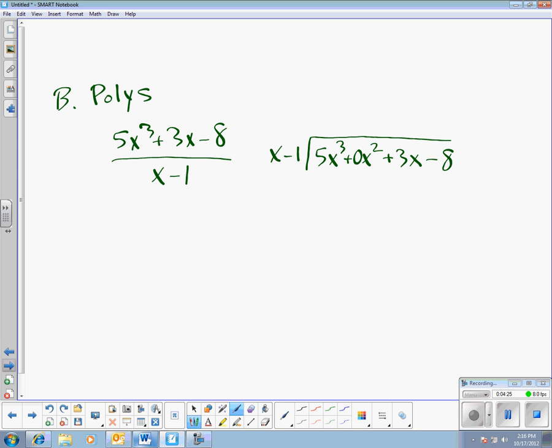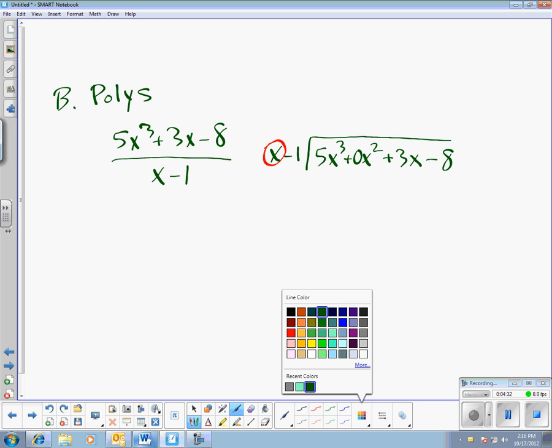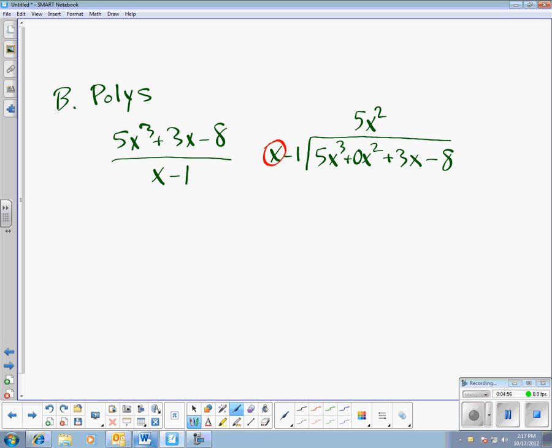Now, just using the x out here, what do you need to multiply x by to get 5x cubed? I could say how many times does x go into 5x cubed, but we're rephrasing that question because it's a lot easier to answer it this way. What do you need to multiply x by to get 5x cubed? The minus 1 doesn't factor into this decision at all. And the answer is 5x squared. List it right above the 0x squared.